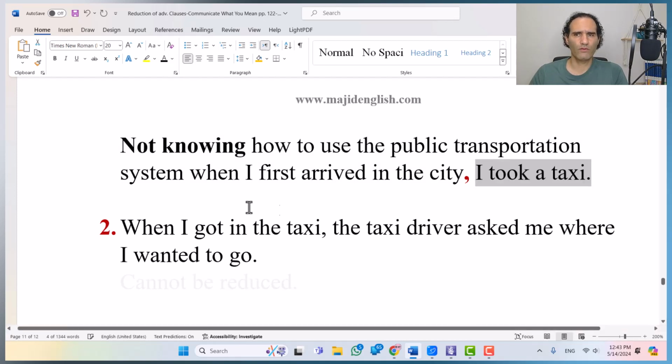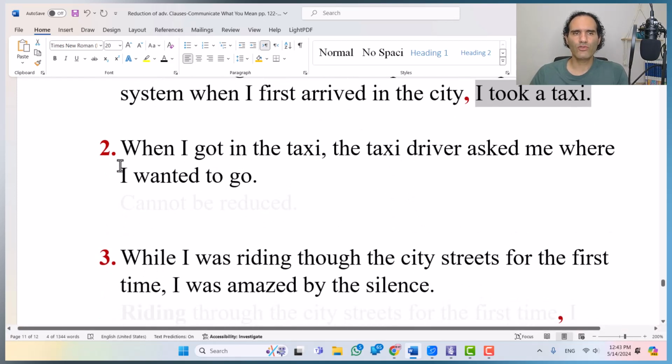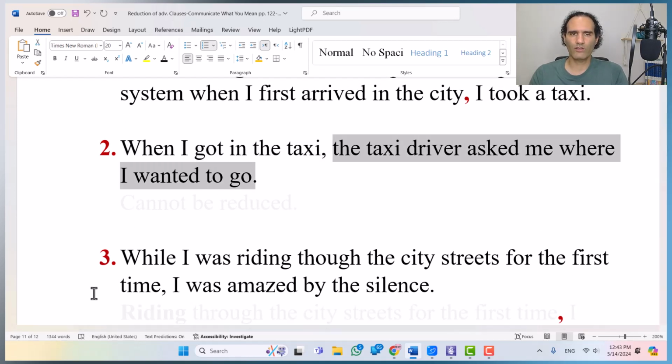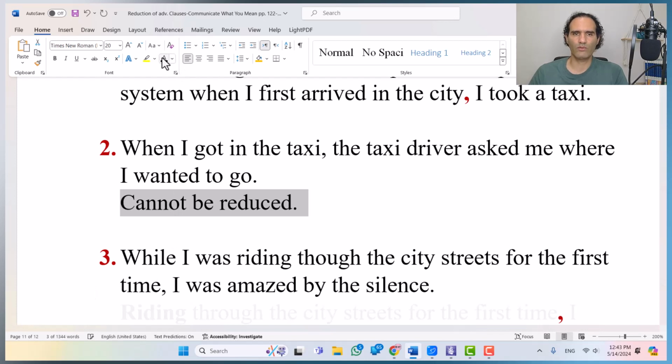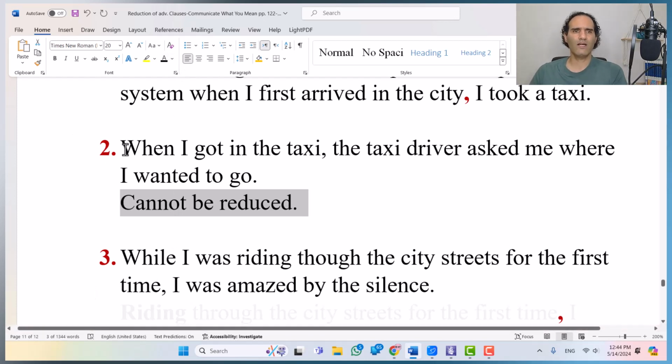Very beautiful, very beautiful. Number 2, when I got in the taxi, the driver asked me where I wanted to go. The subjects are different. I, the taxi driver. So this one simply cannot be reduced. This one cannot be reduced. This sentence is not incorrect. It cannot be reduced, just that.